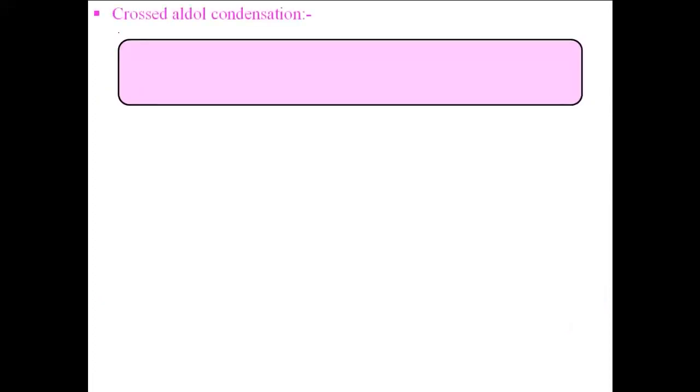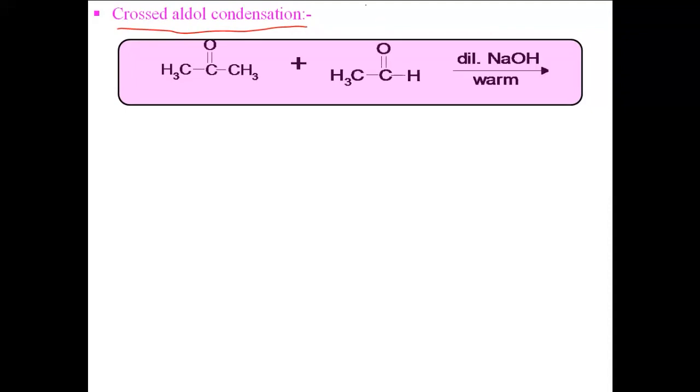Let us see an example of crossed aldol condensation. Now what is meant by crossed aldol condensation? Suppose we are using different carbonyl compounds, then it is called crossed aldol condensation. Okay, let us see an example. Suppose this is an acetone molecule, and another is an acetaldehyde molecule, and suppose acetone and acetaldehyde are collectively warmed with dilute alkali. What should be the product?